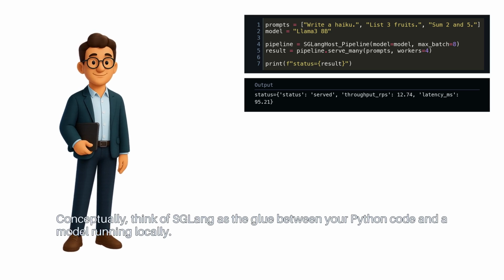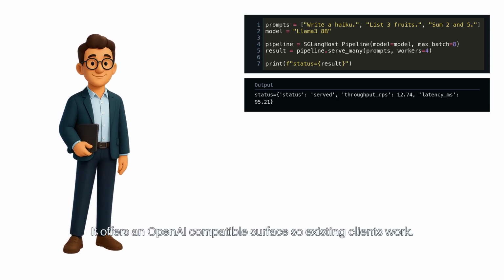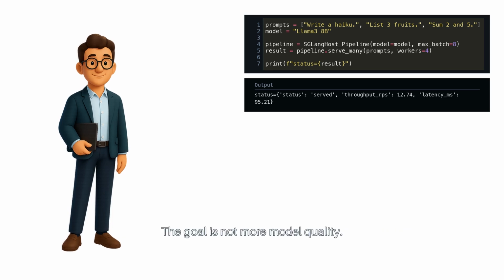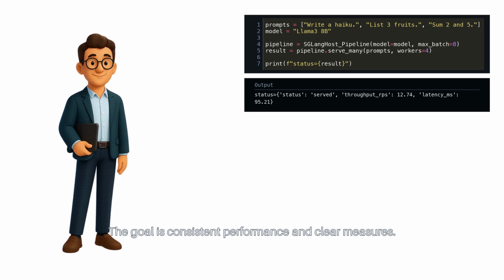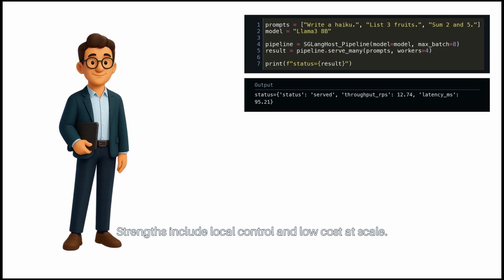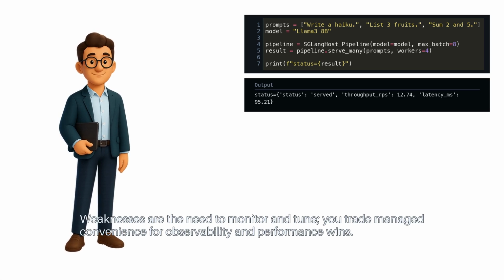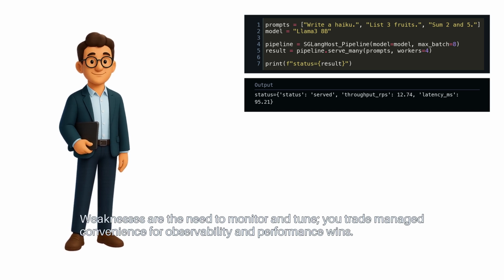Conceptually, think of SGLang as the glue between your Python code and a model running locally. It offers an OpenAI-compatible surface, so existing clients work. The goal is not more model quality. The goal is consistent performance and clear measures. Strengths include local control and low cost at scale. Weaknesses are the need to monitor and tune. You trade managed convenience for observability and performance wins.